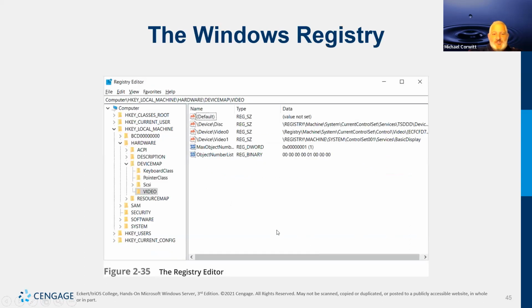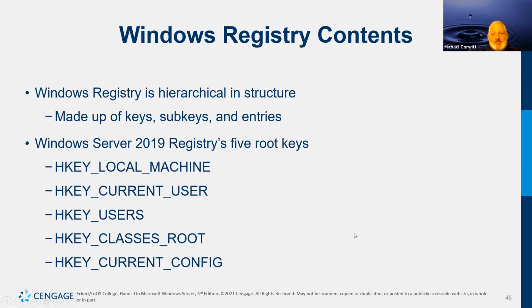And of course, your Windows registry is very important. In the registry editor, or your Windows registry contents, you have a registry with a hierarchical structure made of keys, subkeys, and entries. The Windows Server 2019 registry has 5 root keys. You may want to remember that: HKEY_LOCAL_MACHINE, HKEY_CURRENT_USER, HKEY_USERS, HKEY_CLASSES_ROOT, and HKEY_CURRENT_CONFIG. Very important. I would write that down somewhere. I would highlight it in your book. Wherever you want to do it, I would remember that.